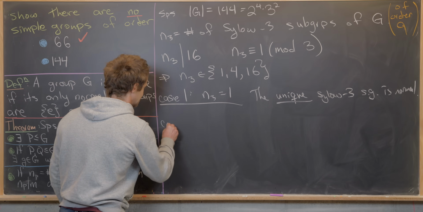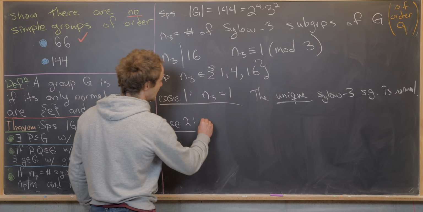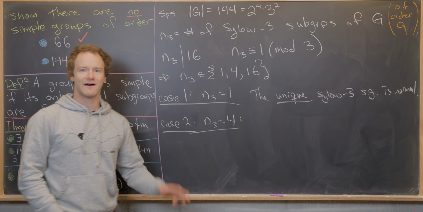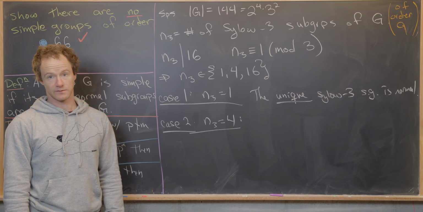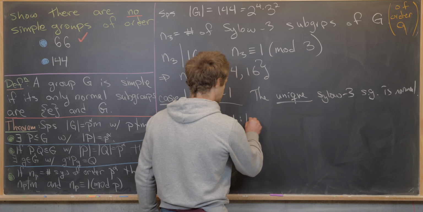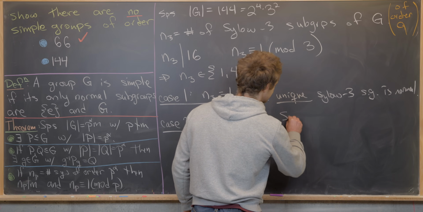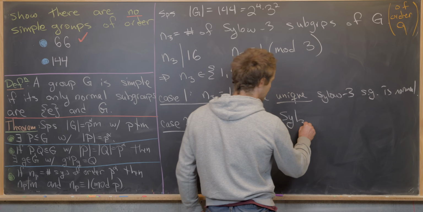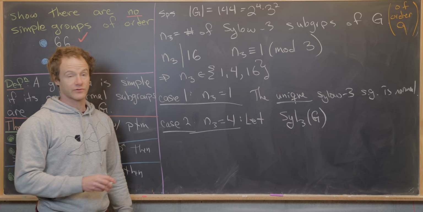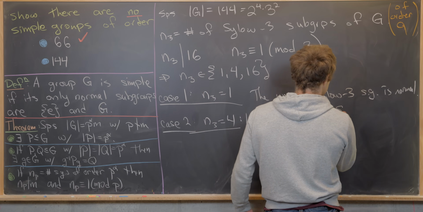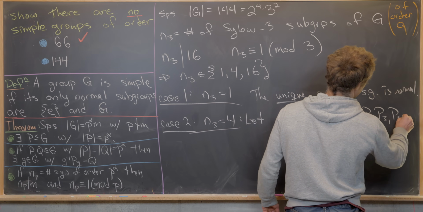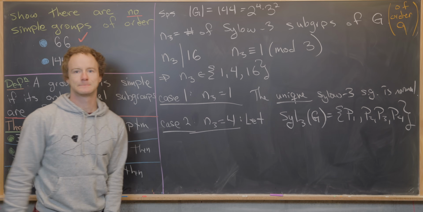Okay, so let's jump into case number 2, and that would be n3 equals 4. So in other words, we have 4 Sylow 3 subgroups. So let's name them maybe P1 through P4. So let's let, and I'm going to use this notation, Syl_3 of G, be the set of all Sylow 3 subgroups of G. Let's say that this is equal to P1, P2, P3, P4.